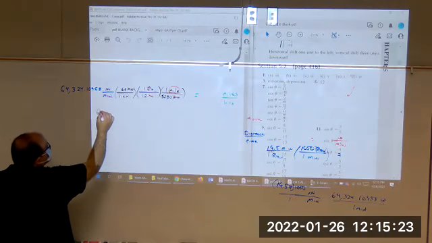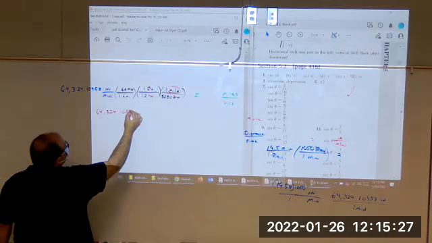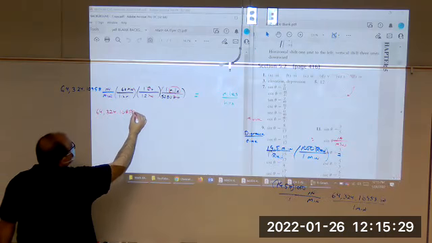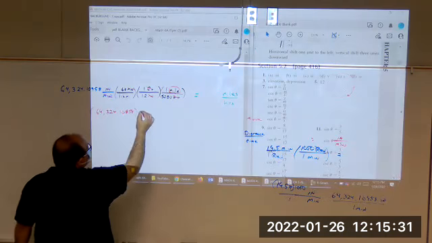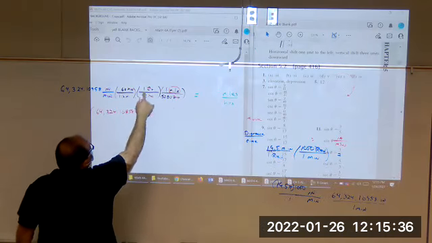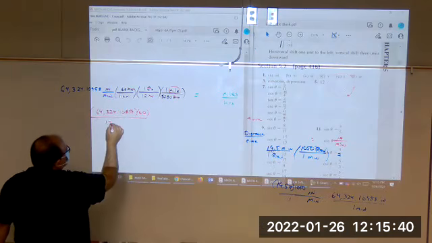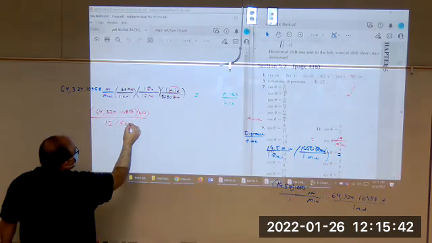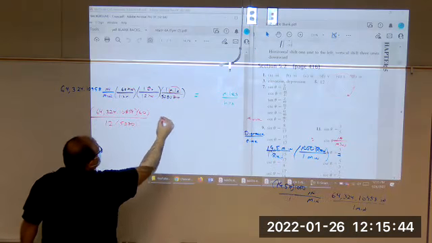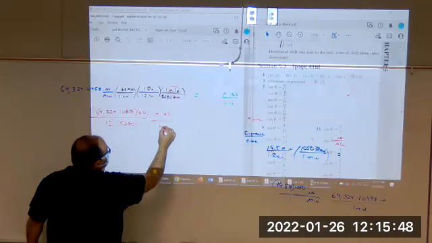So we have 64,324.10958 times the 60 times, that's it, times one over one times 12 times 5,280. And that'll be in miles per hour.